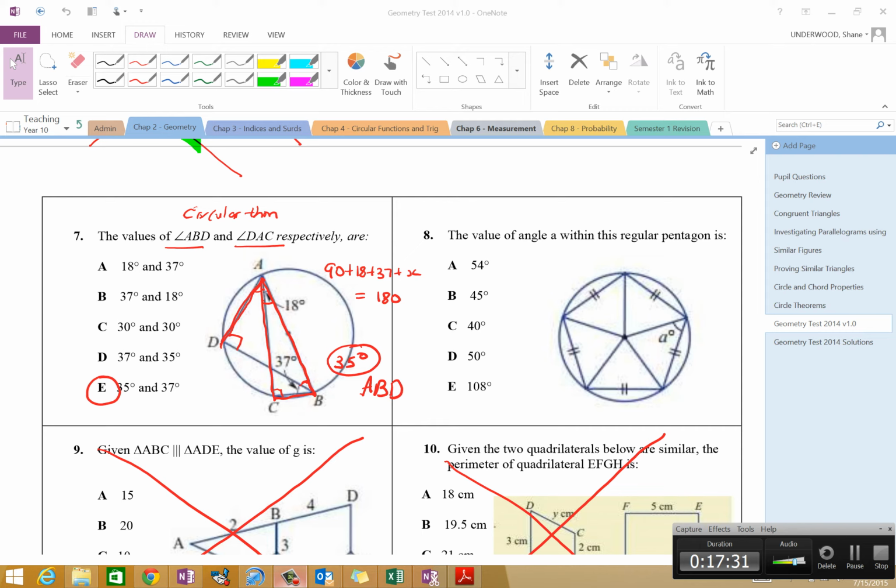Now, just quickly, the value of A within this regular pentagon. How many sides to this pentagon? 5 sides. So don't we have 5 sides minus 2 times 180, which is what? 540. And how many angles do we have? Divided by 10? 54. Excellent. That's a really nice picture there, Jamil.